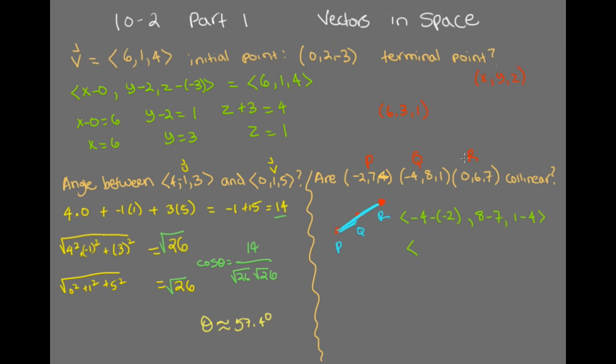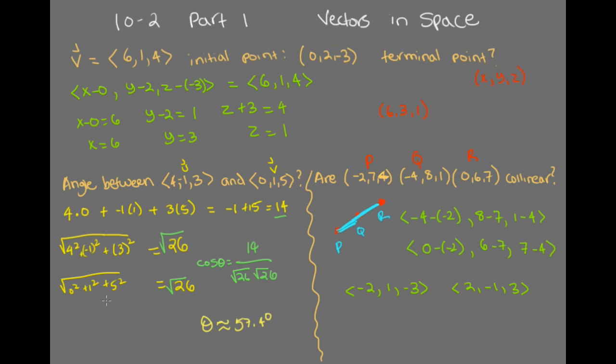And then the other vector, RP, is going to be 0 minus negative 2, 6 minus 7, and 7 minus 4. And if we do this, negative 4 plus 2 is equal to negative 2. 8 minus 7 is 1. 1 minus 4 is negative 3. And over here, 0 plus 2 is 2. 6 minus 7 is negative 1. 7 minus 4 is 3.